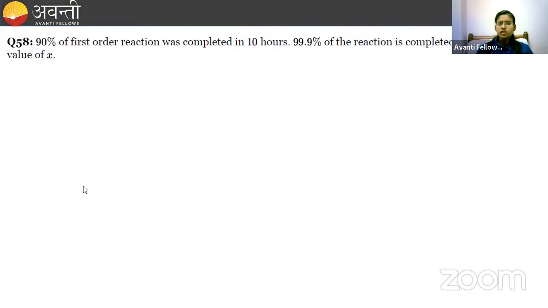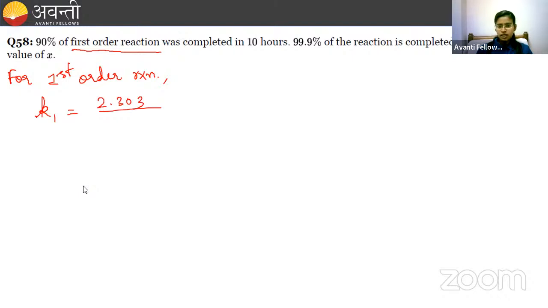Sorry. So now what we can do, in the question it is given that the order of the reaction is first order. So for a first order reaction, the integrated rate equation can be, k is equal to 2.303.